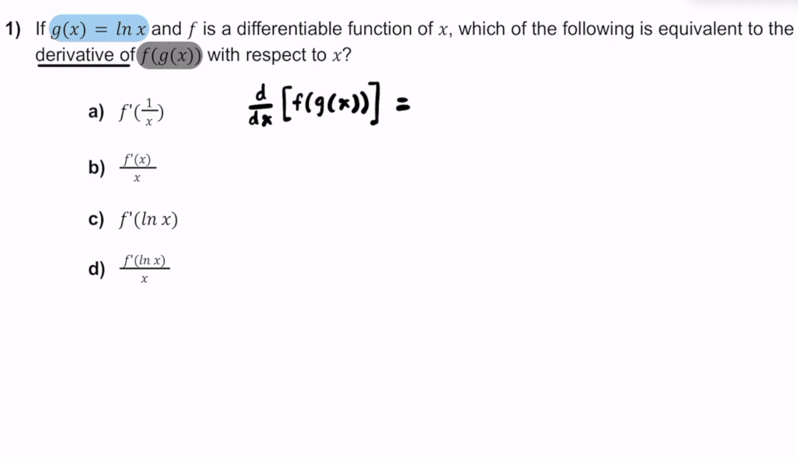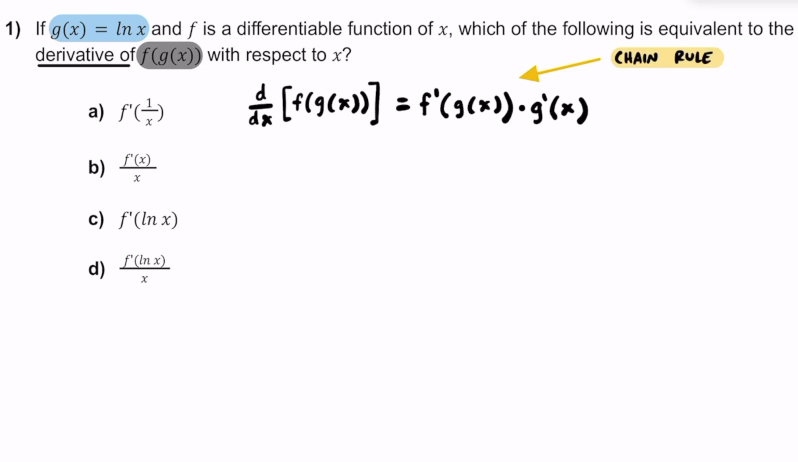Our outside function here is going to be f of x, and our inside function here is going to be g of x. And so when we take the derivative using the chain rule, we're going to take the derivative of the outside function, so f prime of this g of x. But then we're also going to have to multiply this by the derivative of that inside function. So the derivative of that g of x is going to be g prime of x.